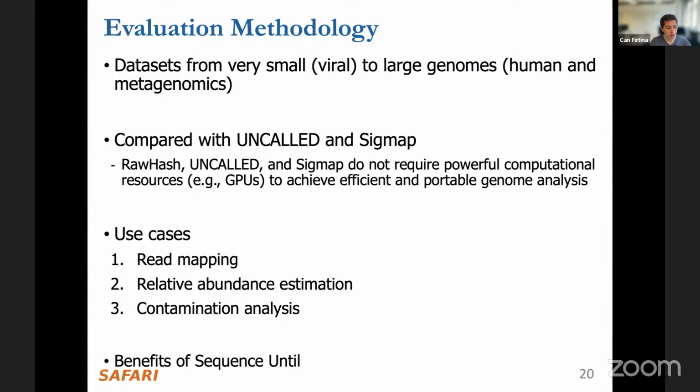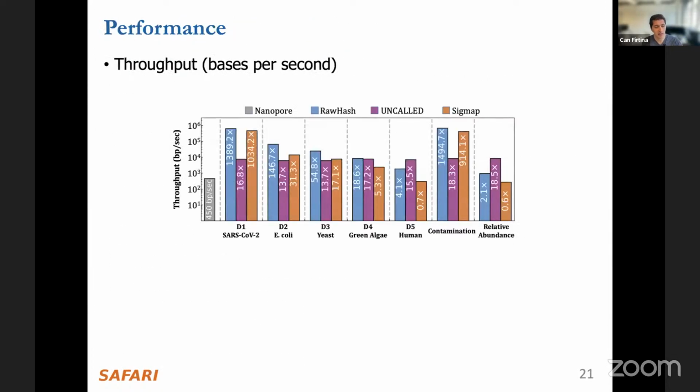And we also show the benefits of the sequence until technique that I mentioned earlier, but didn't really describe what it is doing. So I'm going to also briefly describe in the next slides. So I'll first show the results related to performance. Here in this figure, we show the throughput results. Those throughput results are bases per second.